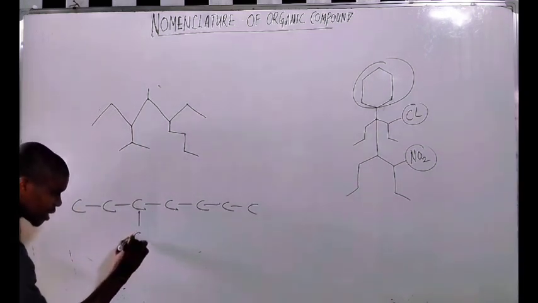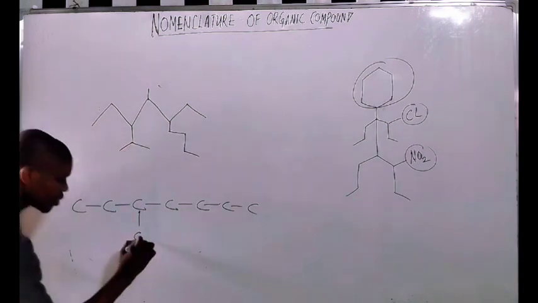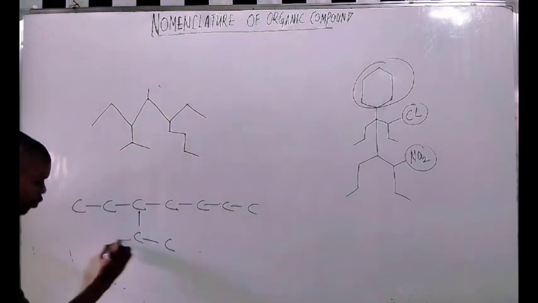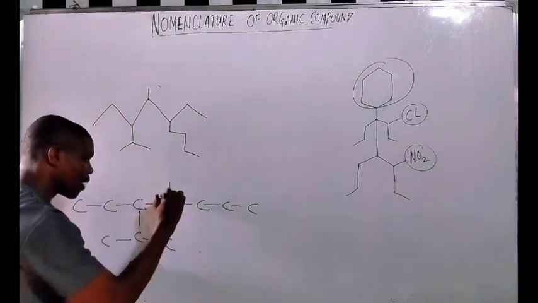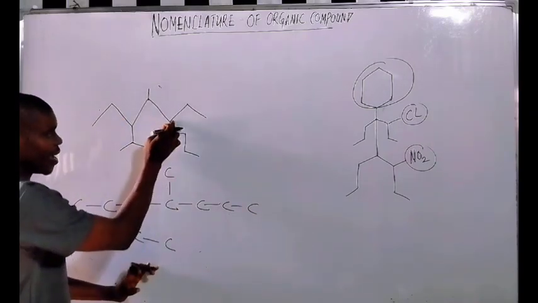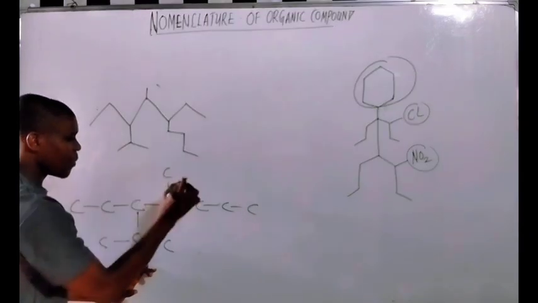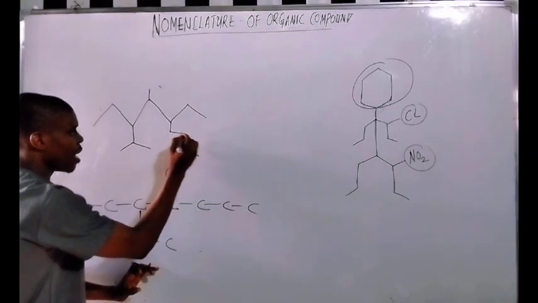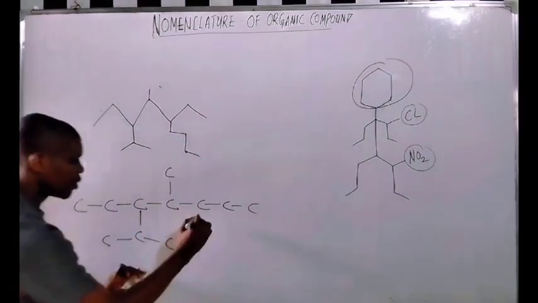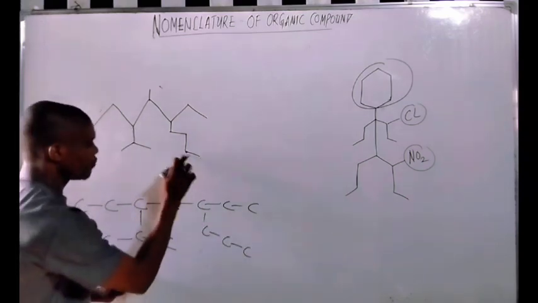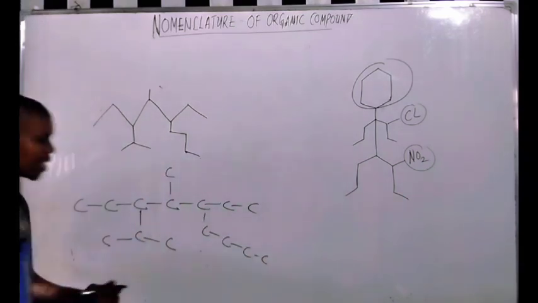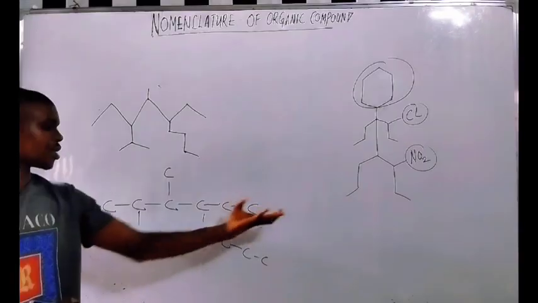This carbon atom is connected to this carbon atom, right? And this carbon atom is connected to this carbon atom, and this is connected to what? To this carbon atom. Do you understand? Now go to the other one here. This carbon is connected to this carbon atom here. If you come here, this is connected to this carbon atom. So here we have 1, 2, 3, 4. Can you see that?